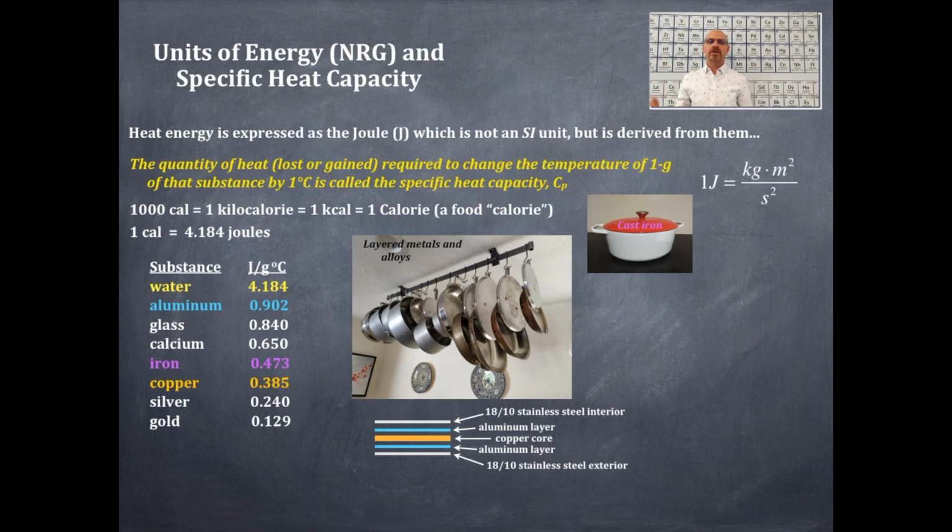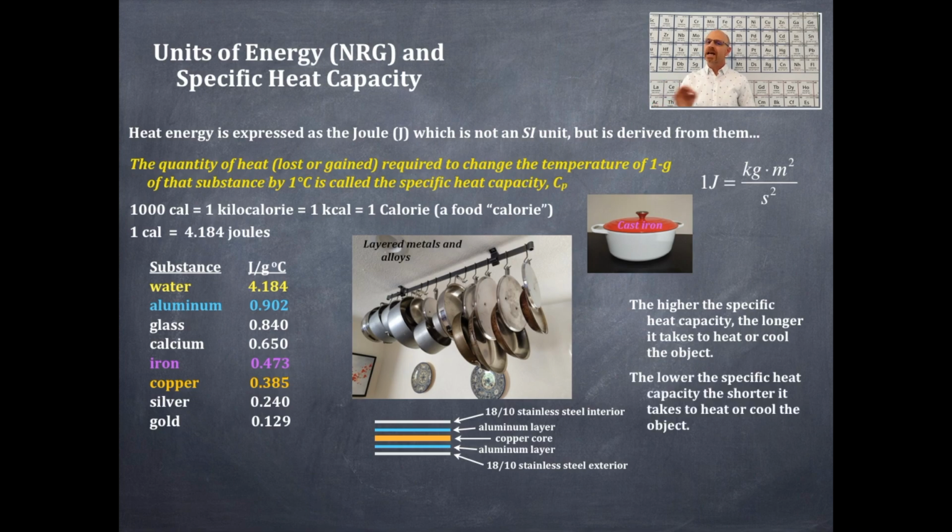So why are certain pots and pans made of certain different types of metals? Okay, and here's why. So the higher the specific heat capacity, the longer it takes to heat or cool the object. So if you look at water at the top of this here, water has a specific heat capacity of 4.184. This is why it takes so long to heat up water and make it boil. It's also why if you live near a beach, your temperature is relatively constant, because that is a giant amount of energy in that ocean, sea, or body of water, whatever it is. Counter to that is the lower the specific heat capacity, the shorter it takes to heat or cool that object.